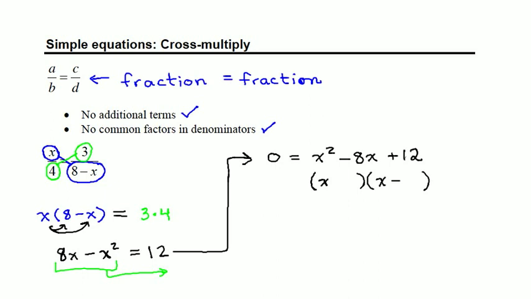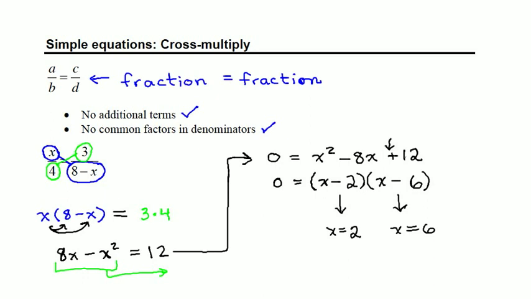These are both going to be minus in this case. We have a positive product for our last term, so they have to both have the same sign. For us to get a negative sum of the outer and inner terms, these must both be negative. So 2 and 6 are the numbers that work. And setting each factor equal to 0 gets me x equals 2 and x equals 6.